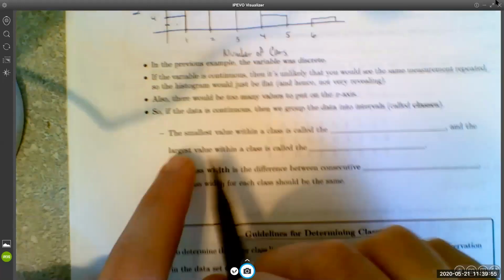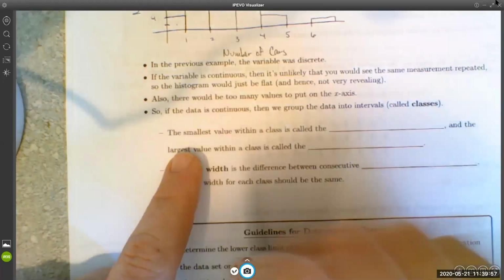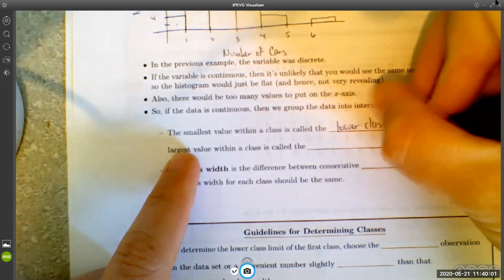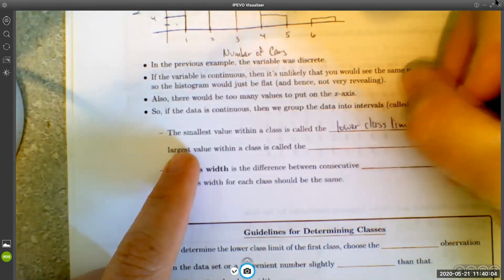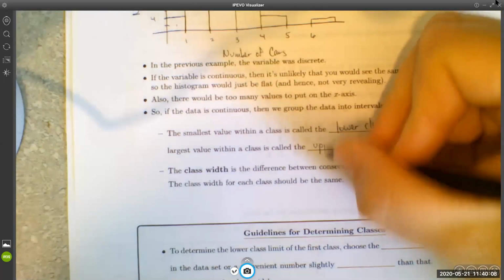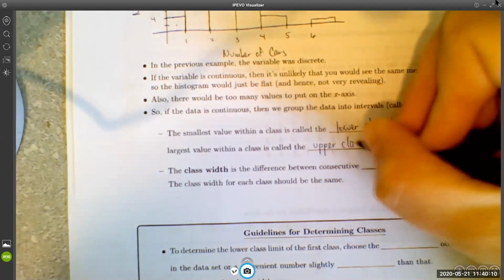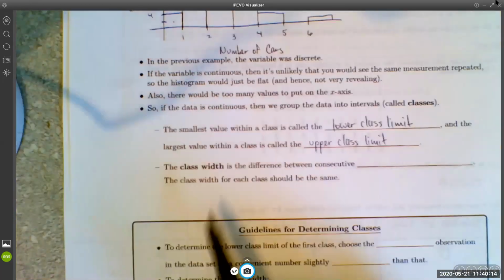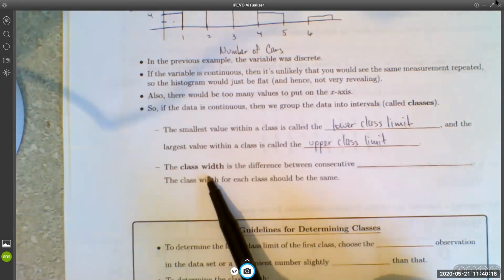Okay, so let's fill this in though. The smallest value within a class is called the lower class limit. And the largest value within a class is called the upper class limit. And now this is incredibly important. This will mess you up if you don't pay attention to what I'm about to say, okay?